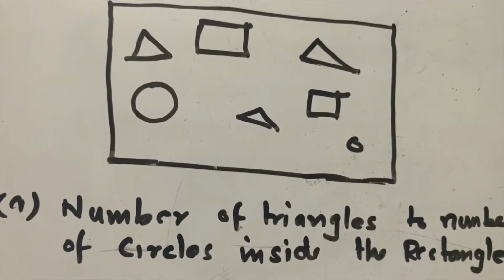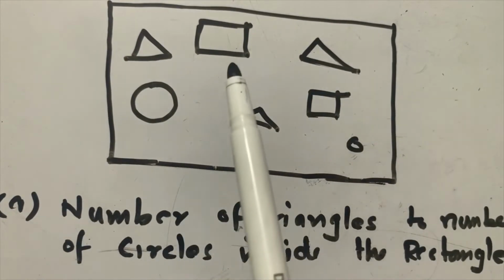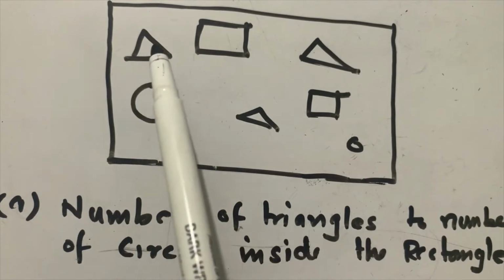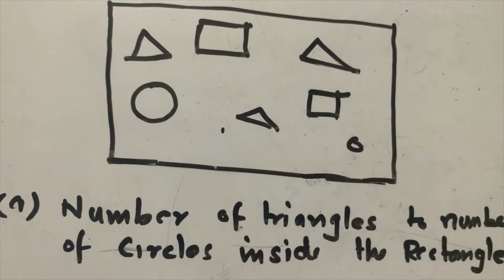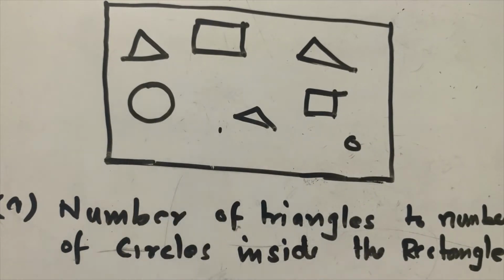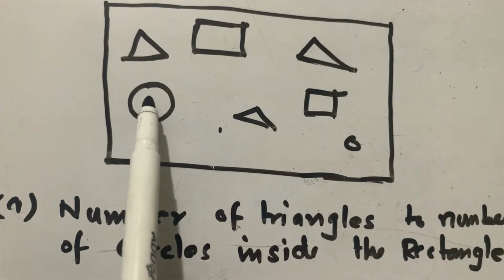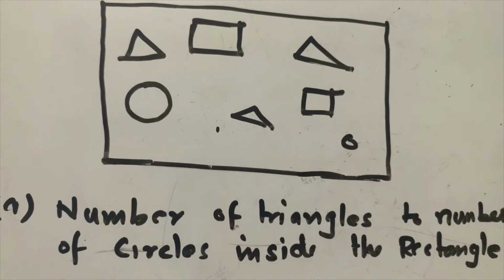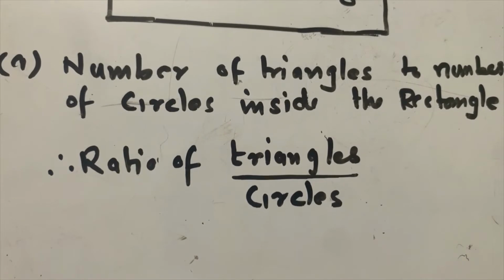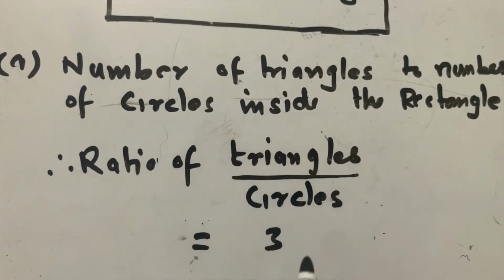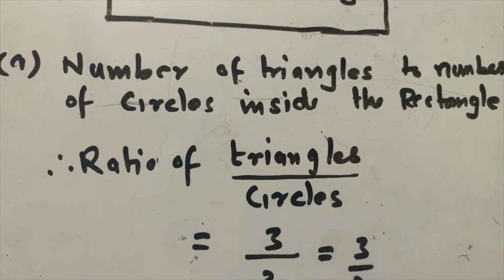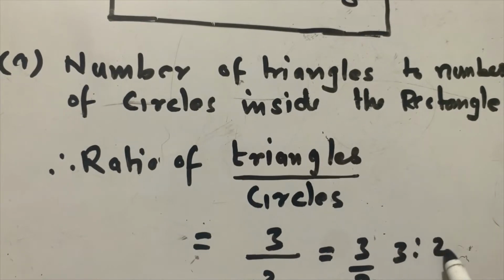Now if we see this figure, it has 3 triangles, 1 2 3, and 2 circles, 1 and 2. So the answer will be number of triangles, how much? 3 triangles inside this figure, and 2 circles. So what is the ratio? 3:2.